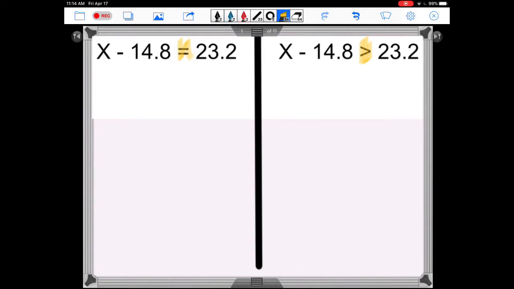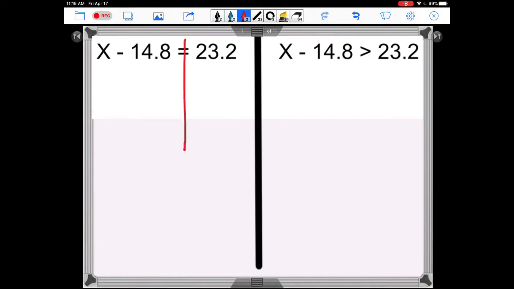But the reason I want to show these side by side is because we're going to actually solve them the same way. And remember, the way we solve equations is with inverse operations. Inverse just means we're going to do the opposite of what's with our number. And so we'll start with the equation. X minus 14.8 equals 23.2.